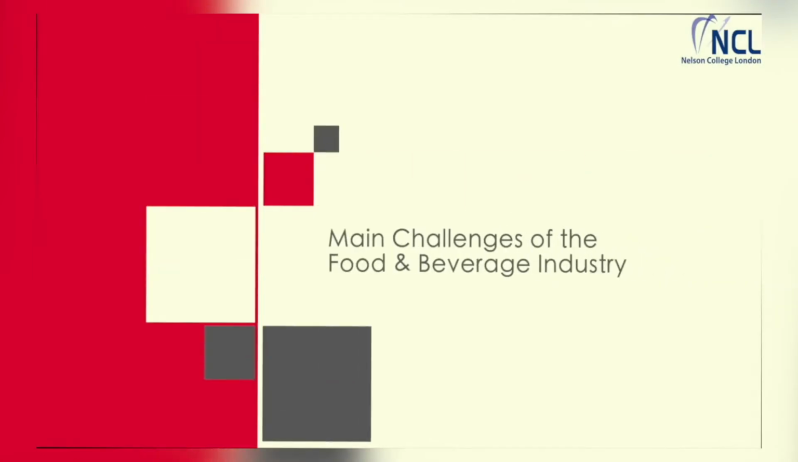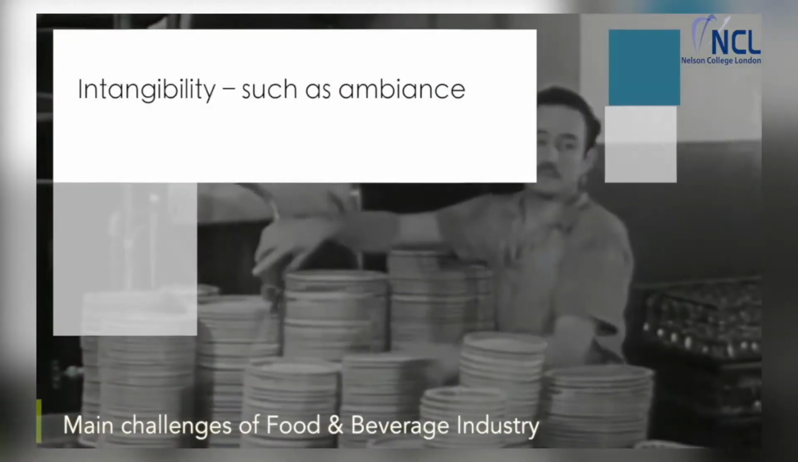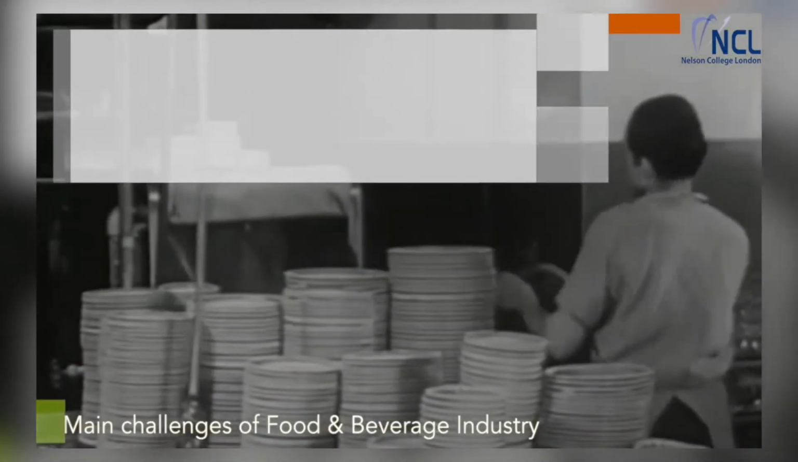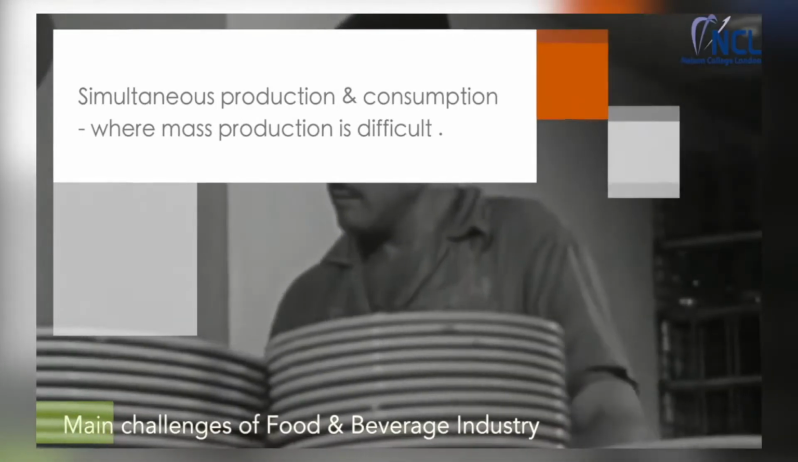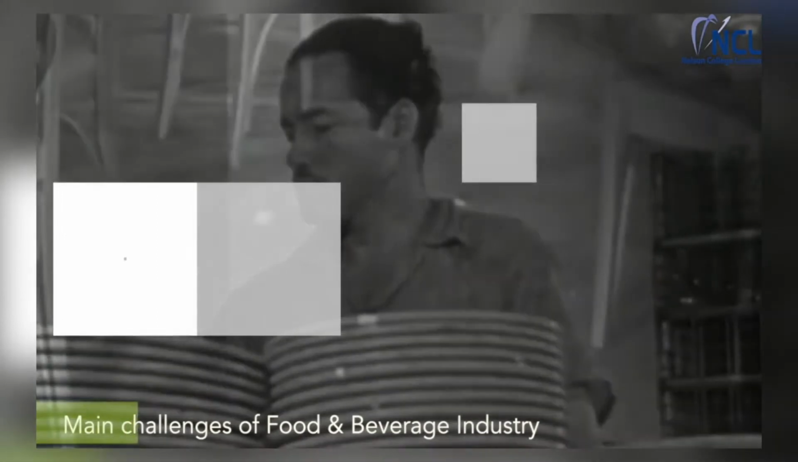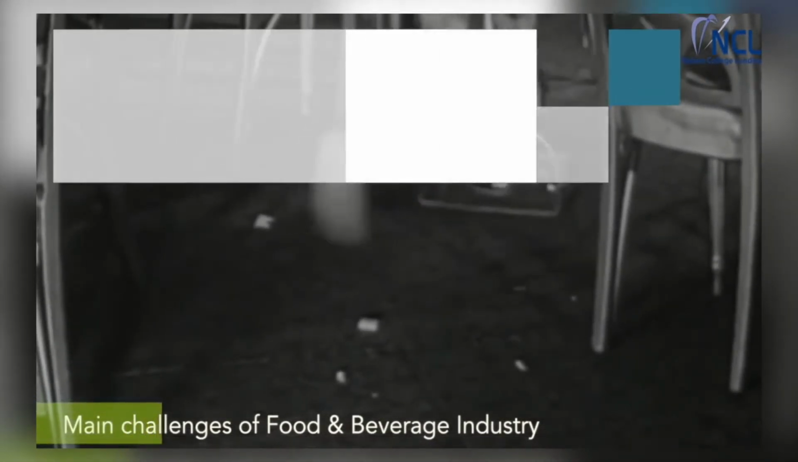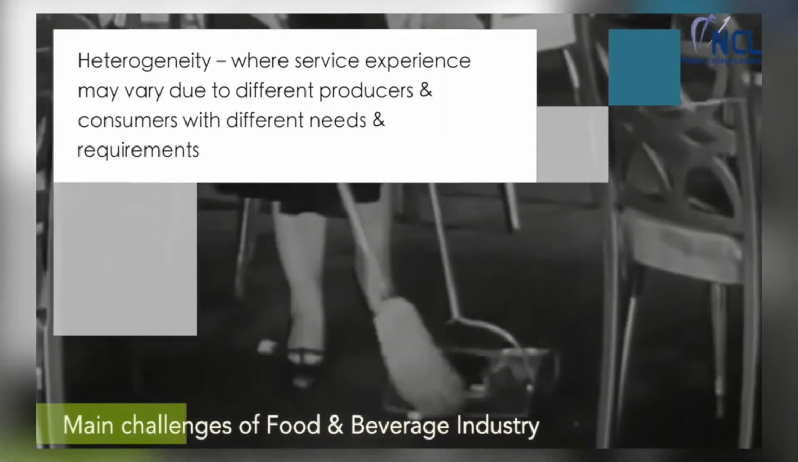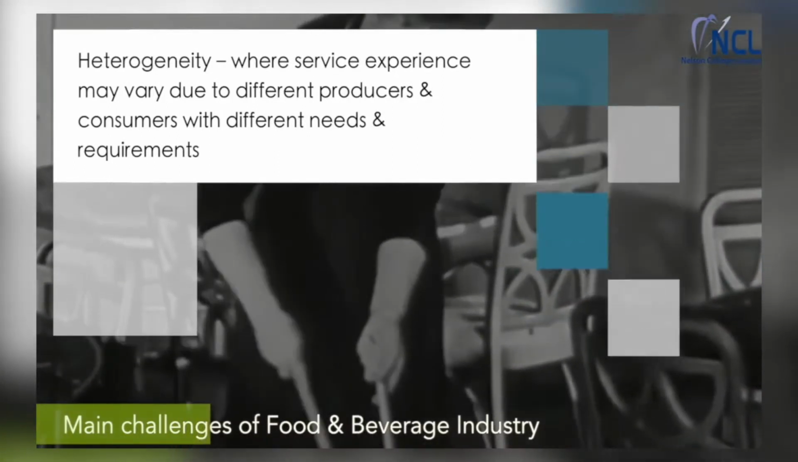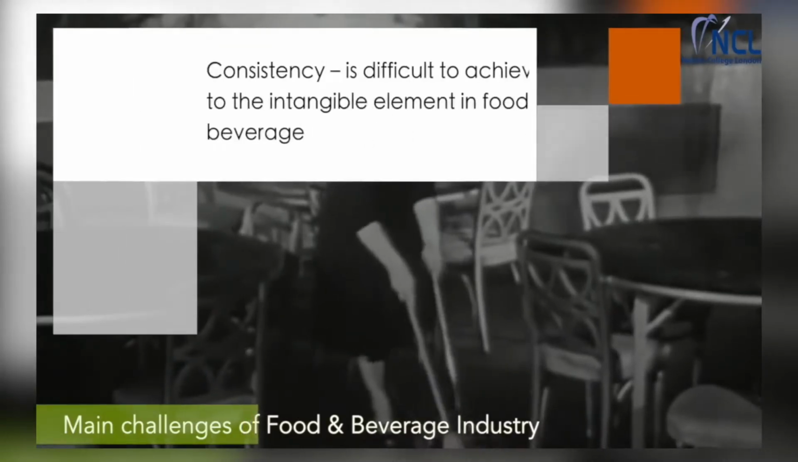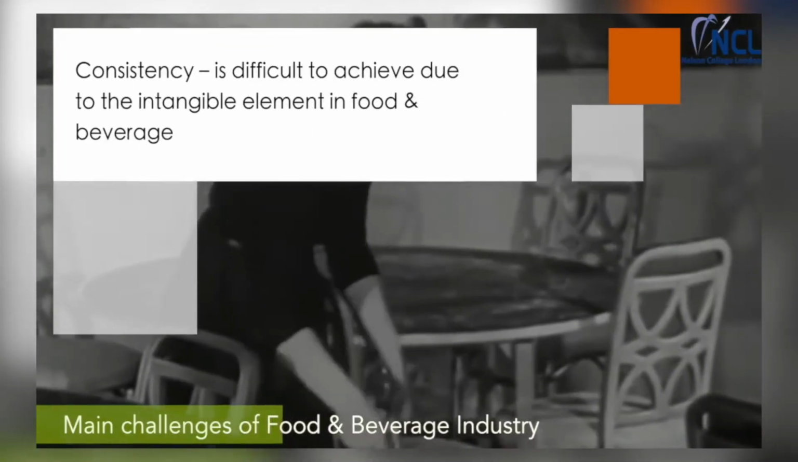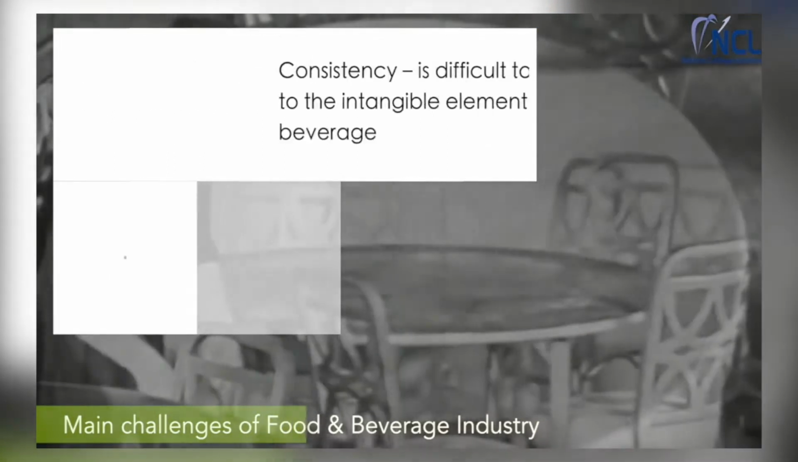Now we're going to talk about the main challenges of the food and beverage industry. Intangibility, such as ambience. Simultaneous production and consumption, where mass production is difficult. Heterogeneity, where service experience may vary due to different producers and consumers with different needs and requirements. Consistency, which is difficult to achieve due to the intangible element in food and beverage.